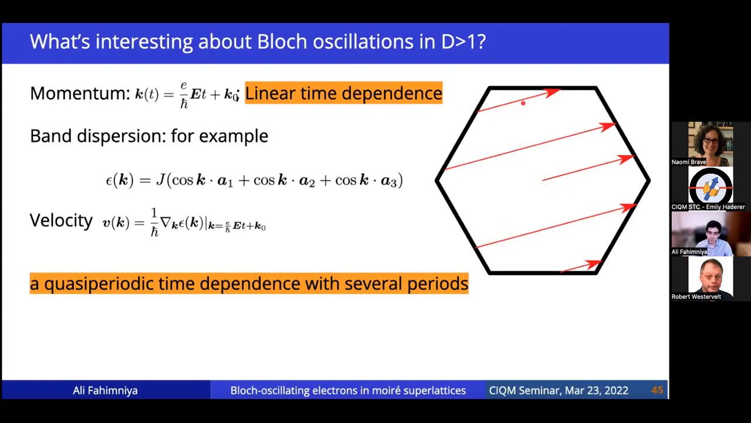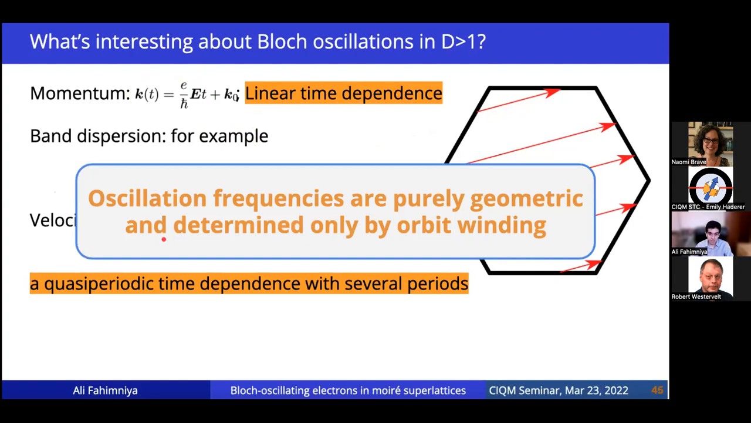The result is winding of the electron wave packet around the Brillouin zone, and this can be at any generic angle. Therefore, this linear movement in the momentum space that comes from Newton's law, together with a periodic band dispersion, and as a result, band velocity, translates to the oscillatory movement of the electron in the real space. The important takeaway is that the frequencies, and I'm going to describe how to get them, are only determined by the geometry of the Brillouin zone. They don't depend on the band properties like bandwidths or other things.